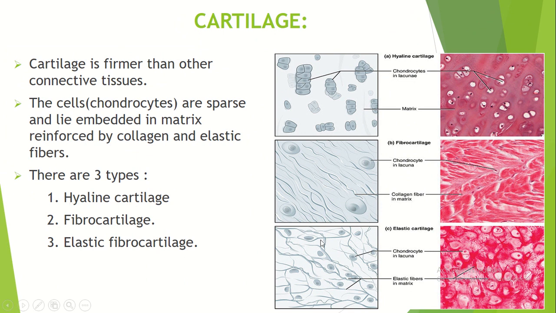See the difference, how they differ from each other. The hyaline one, the fibrous one and the elastic one. Everything has the chondrocytes, that's the cell of the cartilage. The matrix is what differs from each other. In hyaline cartilage, the matrix is like this. In fibrous, there is a greater amount of collagen fibers. And in elastic, the elastic fibers are more.